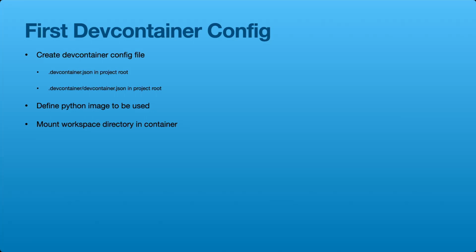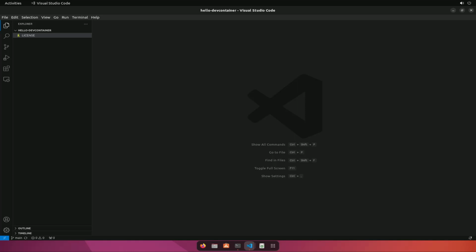I'm just going to define the Python image that we want to use along with this container and mount our workspace directory in the container. So let's go ahead and start some work. I have already logged into my development machine and have VS Code open with the hello-devcontainer repository. So as discussed, what I'll be doing is creating a .devcontainer directory. Wait a minute, before that, let me go ahead and create a new branch where I will have all my new development work stored. Yeah, there we go.